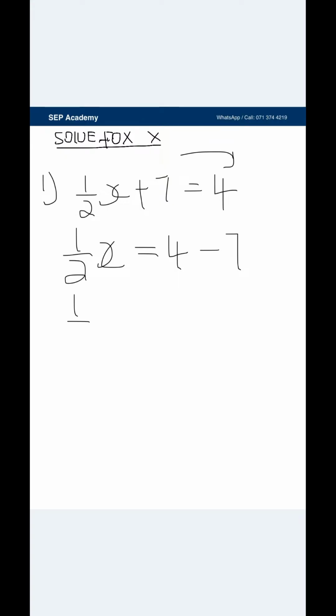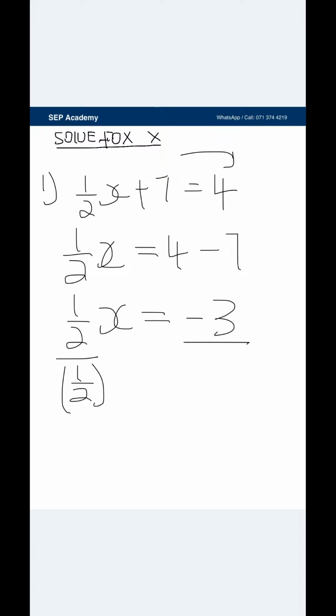You still have your half on the left hand side, you just need to work out this on the right hand side. Definitely 4 minus 7 will give you negative 3. This is where you need to be careful. So you've got many ways in which you can work it out. Remember, it is the half which is attached to the x, so that means you need to detach this half. So one of the options is for you to divide on both sides by half. The reason why you would divide on both sides by exactly that half is so that it cancels completely.